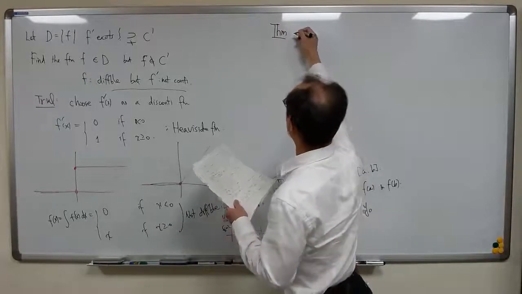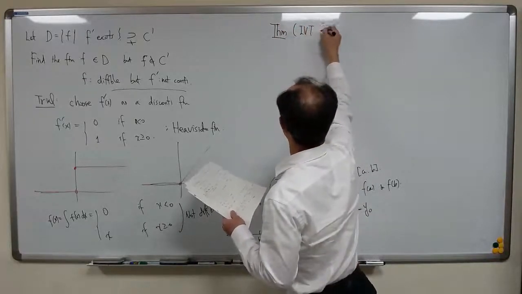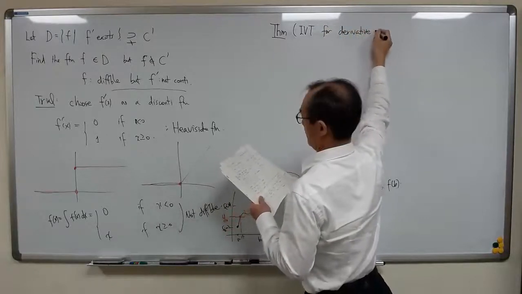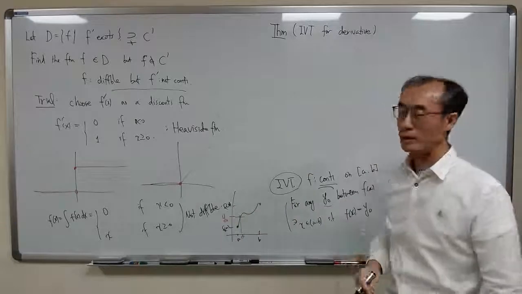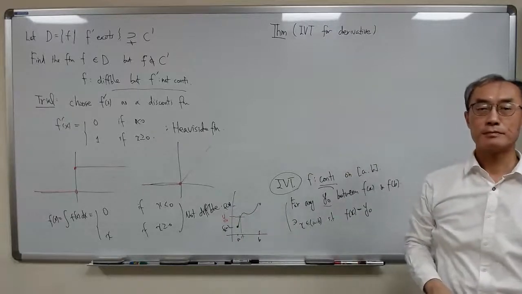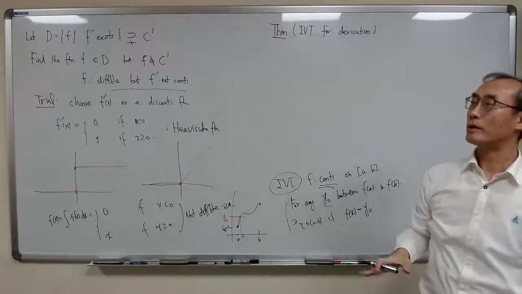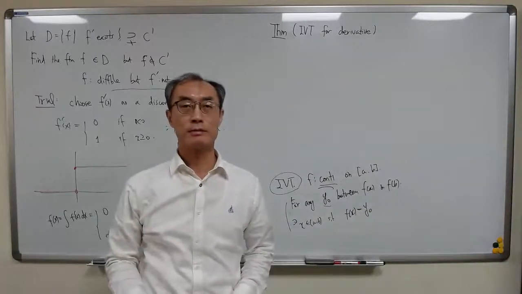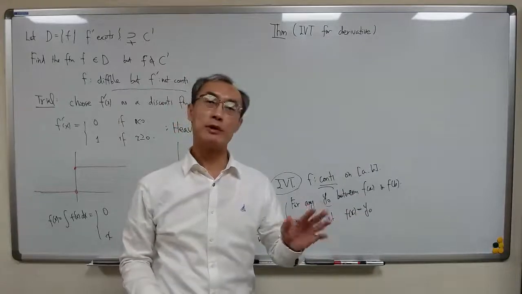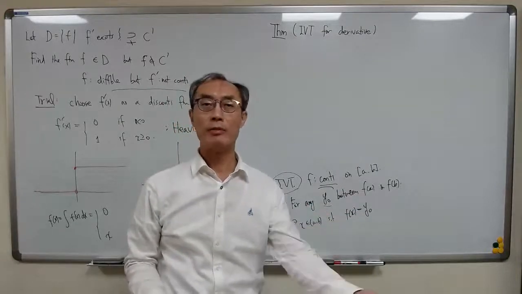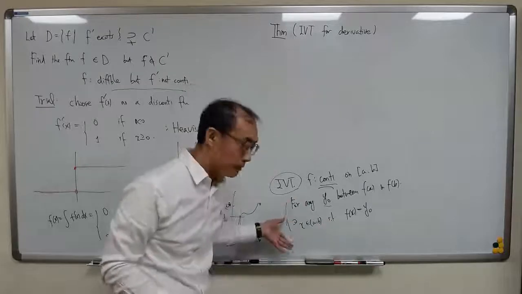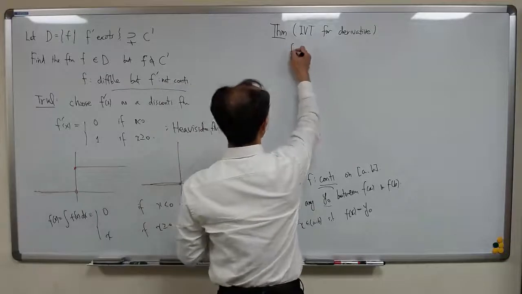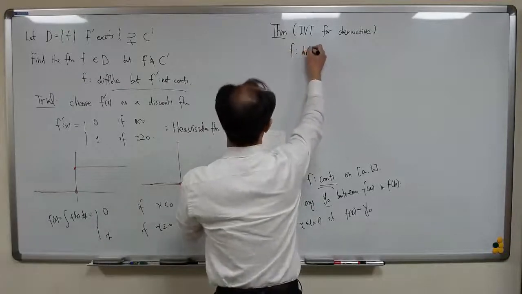Here, I have to prove the intermediate value theorem for derivatives. I'm not claiming that the derivative f prime is continuous. We do not know the continuity of the derivative in general. However, all derivatives must have the intermediate value property. This can be stated in this way. Suppose you have a differentiable function.